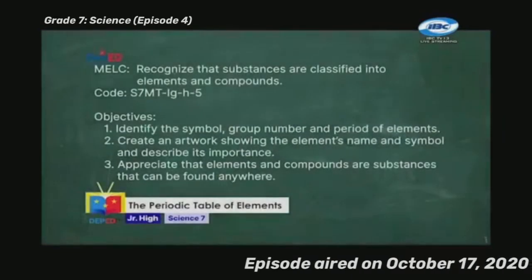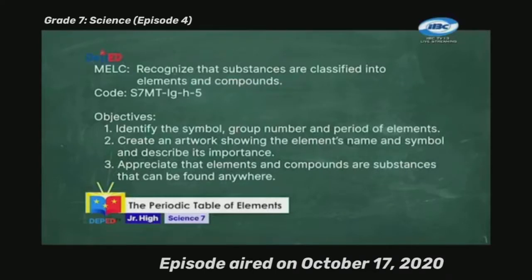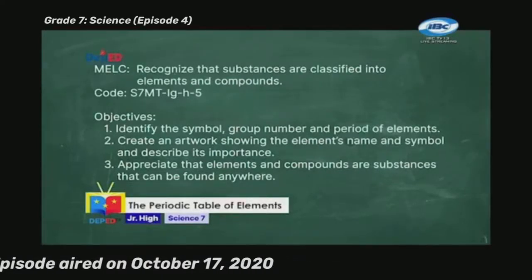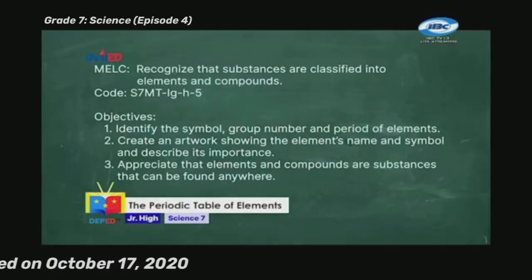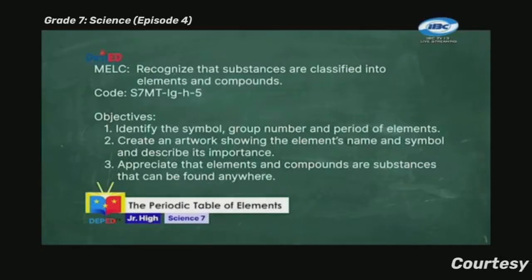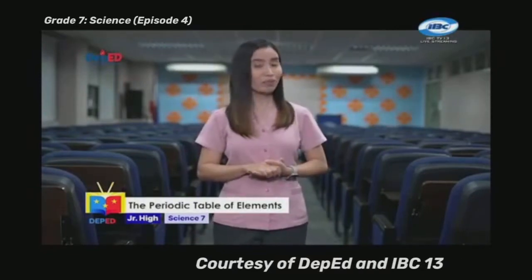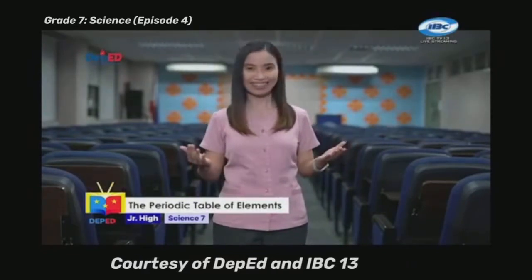For today's lesson, here are our learning goals. Number 1, identify the symbol, group number, and period of elements. Number 2, create an artwork showing the element's name and symbol and describe its importance. And number 3, appreciate that elements and compounds are substances that can be found anywhere. Today is another chance to learn and discover the wonders of science.